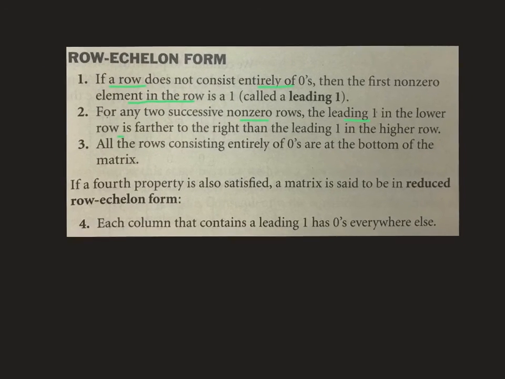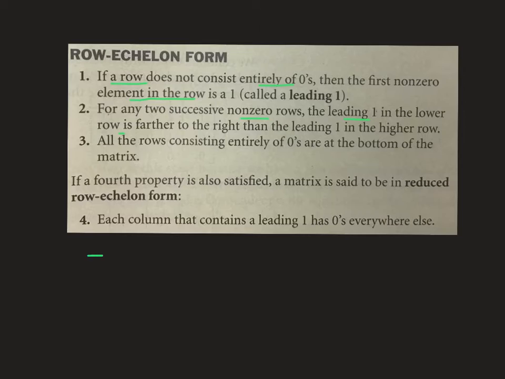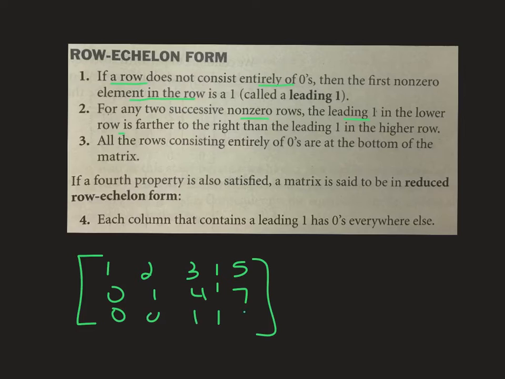Okay, so this is what it would look like. This would be row echelon form. If you had something like this, 1, 2, 3, 5. Let's see, I have it. So I got 0, 1, 4, 7, and 0, 0, 1, 2.